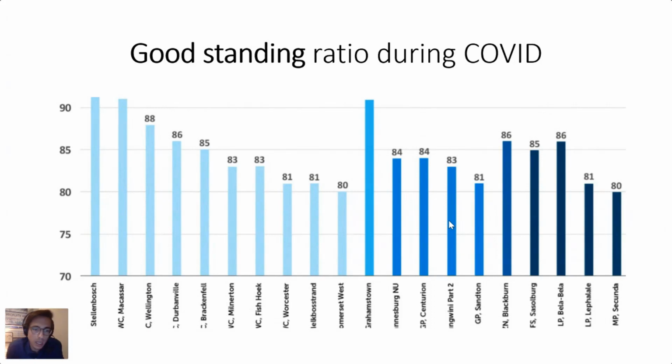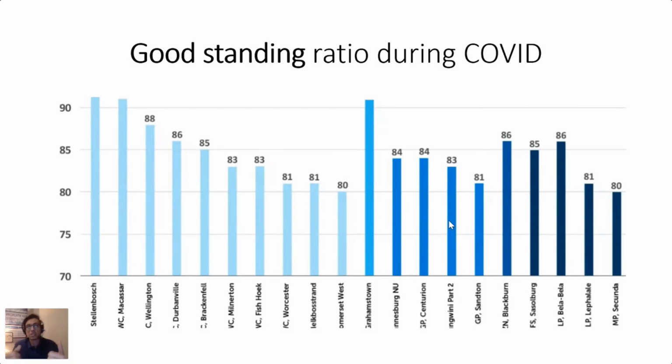So what we're seeing is Stellenbosch and Macassar. I've actually never heard of that place before. Those are the two top performing, let's call it towns, within Western Cape, where during COVID they had a good standing ratio of over 90%.